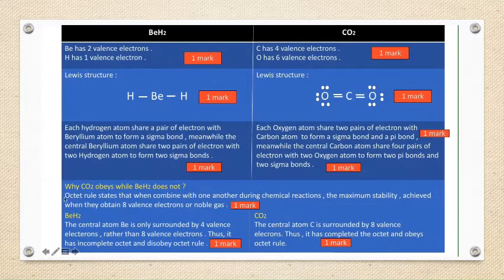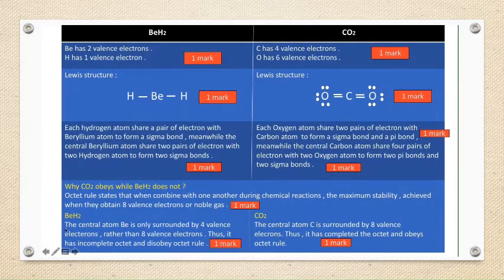For the fourth row, we need to explain why carbon dioxide obeys while beryllium hydride does not obey the octet rule. First, we need to state the octet rule definition. The octet rule states that when combined with one another during chemical reactions, maximum stability is achieved when atoms obtain 8 valence electrons, like a noble gas.